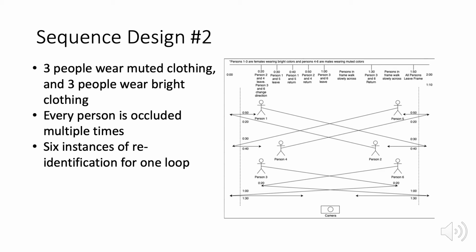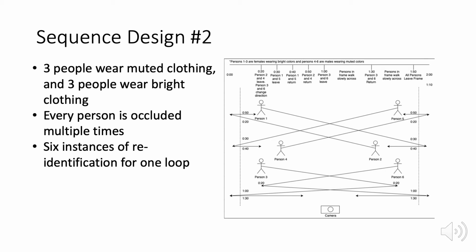The next sequence I designed is a little more complicated. In this sequence, all persons in the frame must be re-identified. There is a mix between bright and muted colors, and every person in the frame is included at least once. As you can see, persons 2 and 4 move diagonally, including each other in the middle, and then leave after 20 seconds. Then, persons 1 and 5 move in the same pattern and leave the frame at 30 seconds.